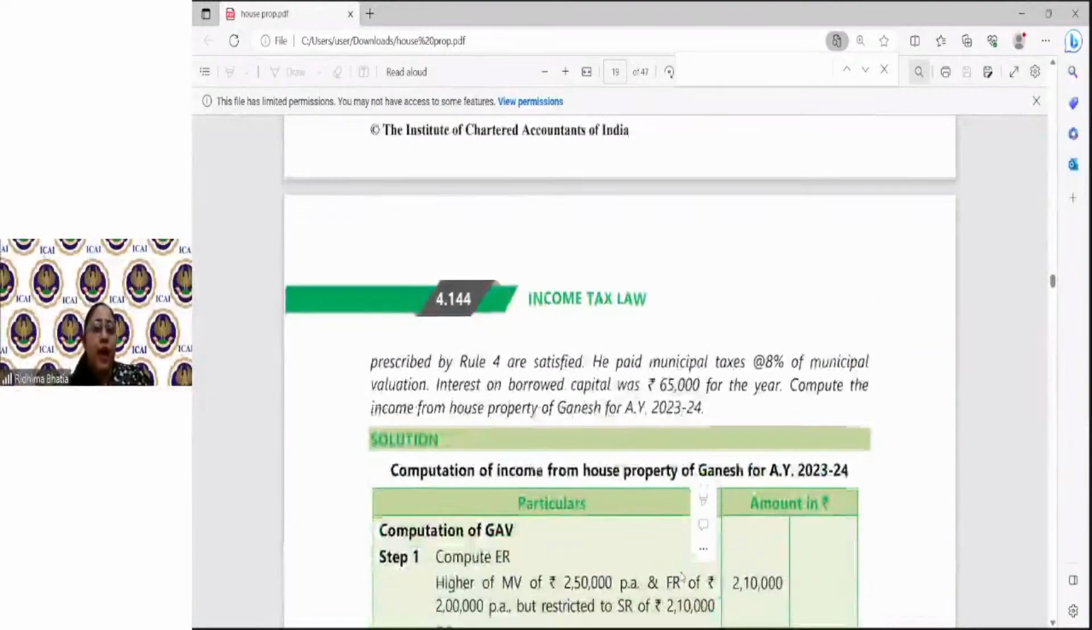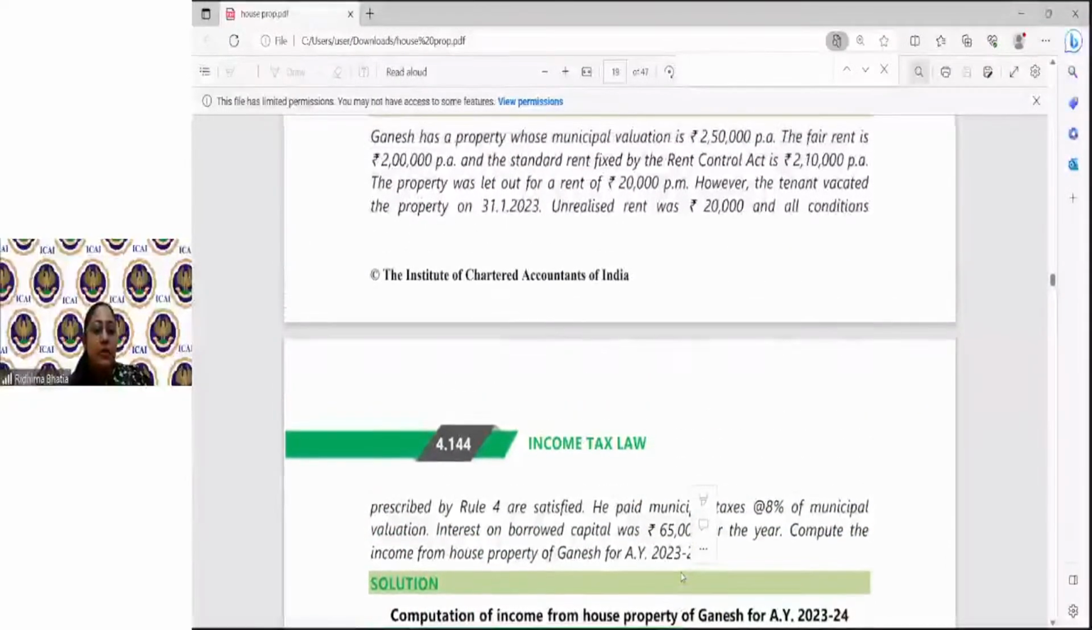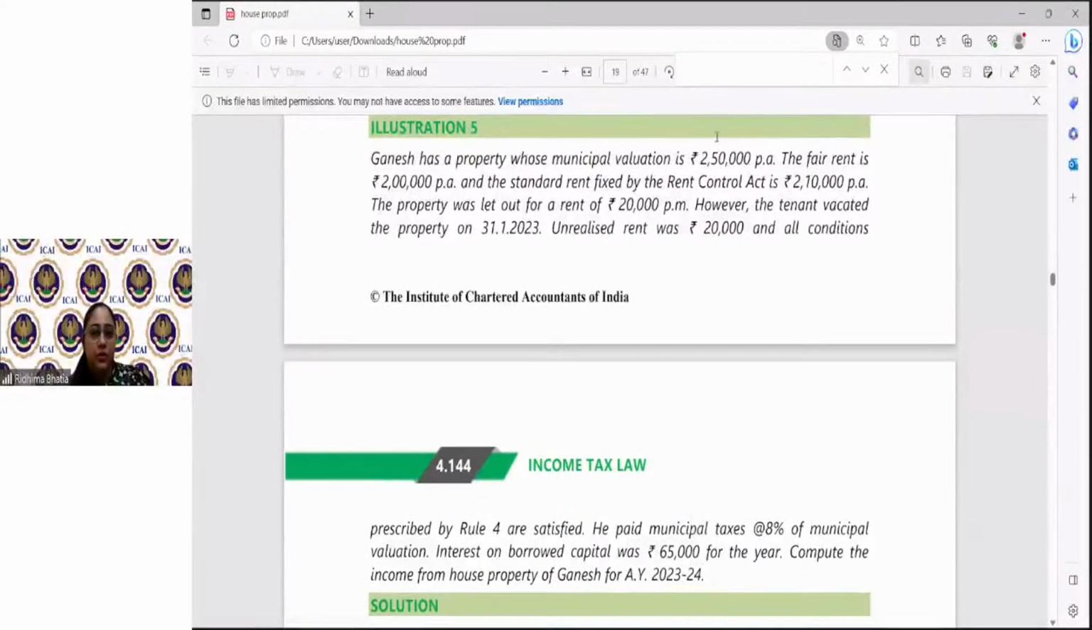जिसमें people had a doubt at the starting of the class where the answer was not matching. Ganesh has a property whose municipal valuation is 250, fair rent is 2 lakhs, and standard rent fixed by Rent Control Act is 2,10,000. What is the expected rent for the entire year? Generally, all these valuations would be given for the entire year. 250 and 2 में 2, 250 and 10 में 210. So 210 is the expected rent.